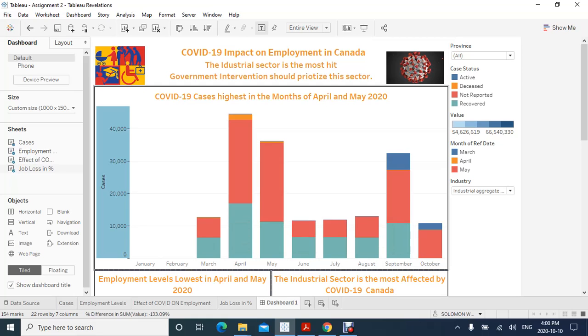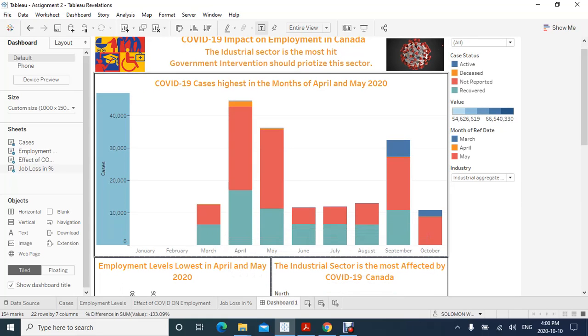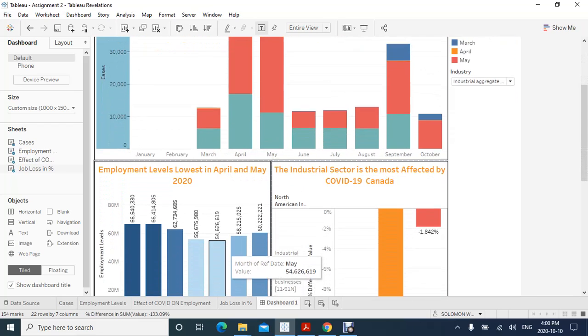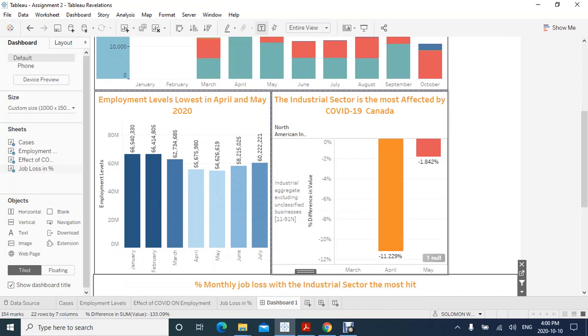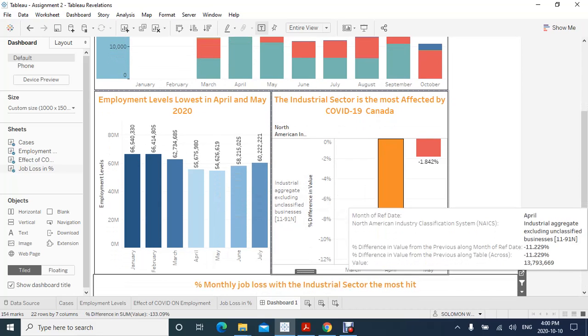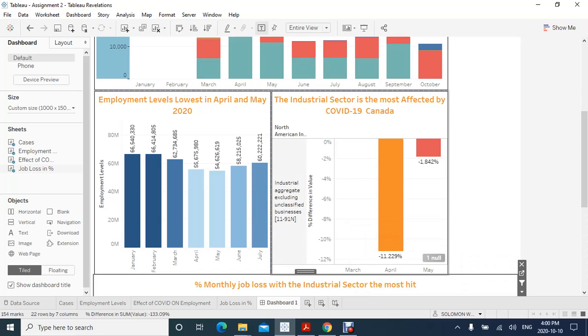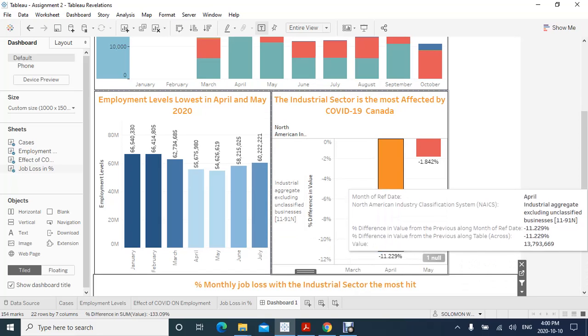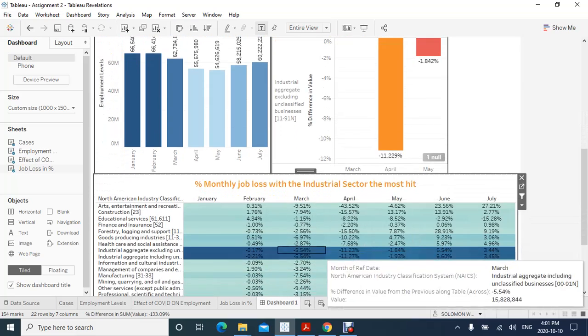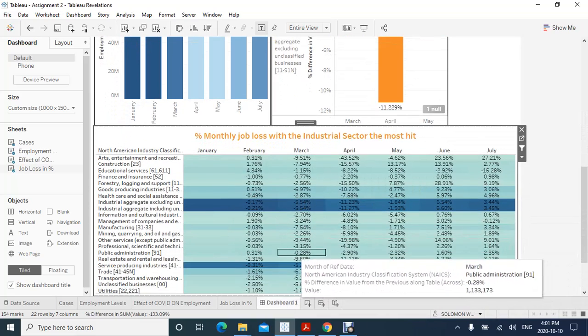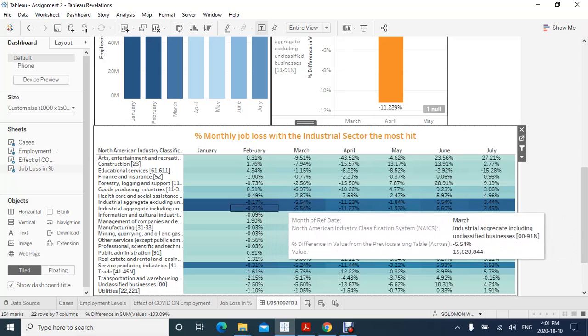We can see that for COVID-19 cases, we have the highest cases in April and May. And how does that impact employment levels? We can see in April and May we have the lowest employment levels as a result of the impact from COVID-19. And in this next visualization, we can see that the most impact was on the industrial sector. And to reinforce this, we can see the table visualization showing the dark blue, showing that the industrial sector was most affected.